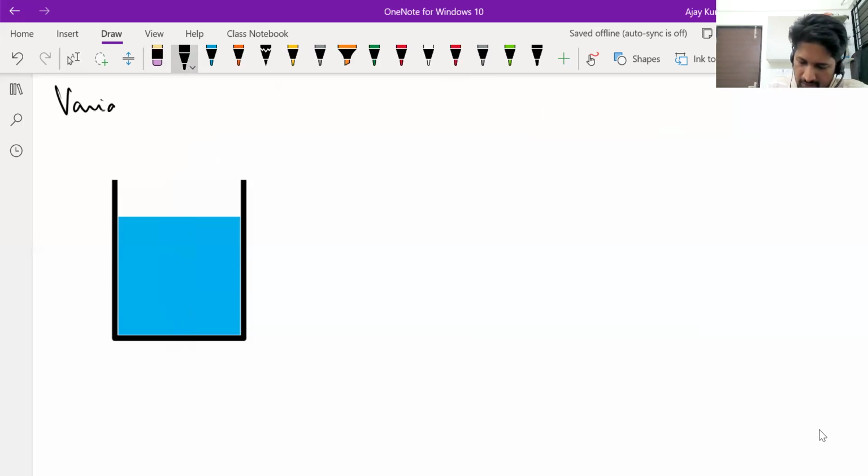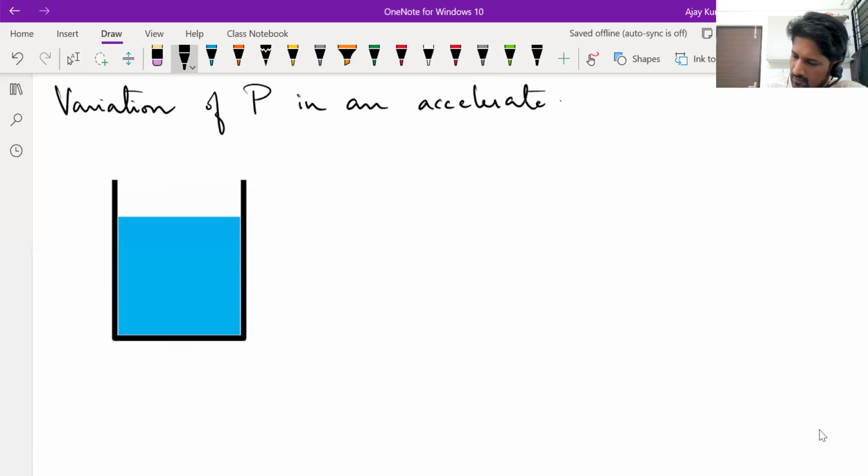Variation of pressure in an accelerated fluid. Let's not include gases, liquid itself. Now see, the liquid is static. What does static mean? With respect to the container, it is not moving, absolutely not moving. But the container itself could be moving.